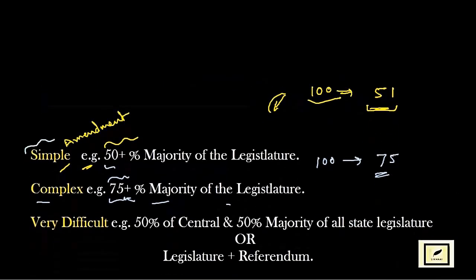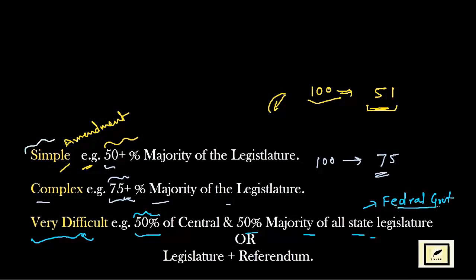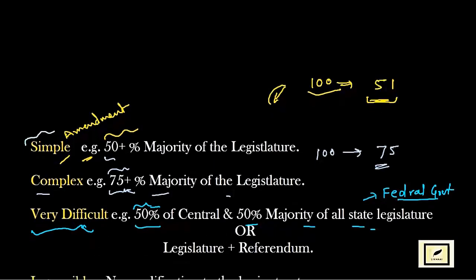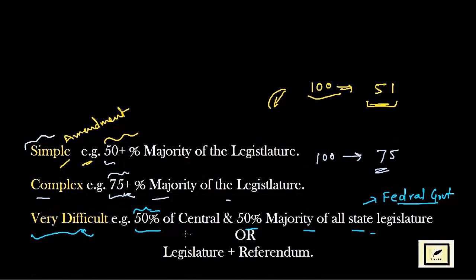Then there is a case of a very difficult kind of amendment where it becomes imperative for the people of the Congress or the Parliament to think about it, and for that matter they require a large majority to change those laws. For example, 50% of the central and 50% of the state legislatures in cases of federal countries. That is, you have to pass the amendment bill in several legislatures, that is, the central legislature and the state legislature.